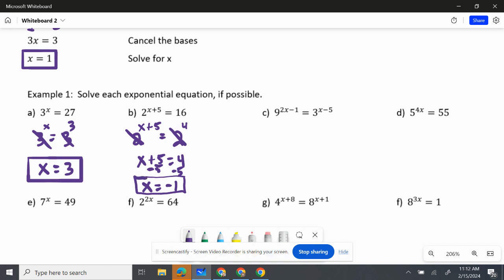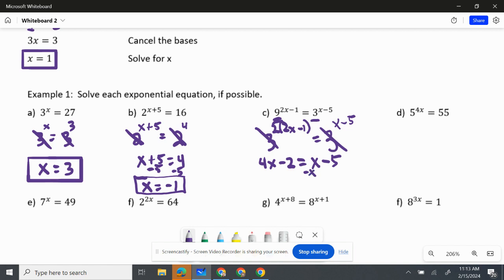For the next one, same thing. We need a common base. We see 9 and 3, so our common base is going to be 3. So instead of a 9, I'm putting a 3 squared, and then I have a 2x minus 1, and then 3, and then x minus 5. The 3's cancel, and then 2 times 2 is 4, so 4x minus 2 equals x minus 5.